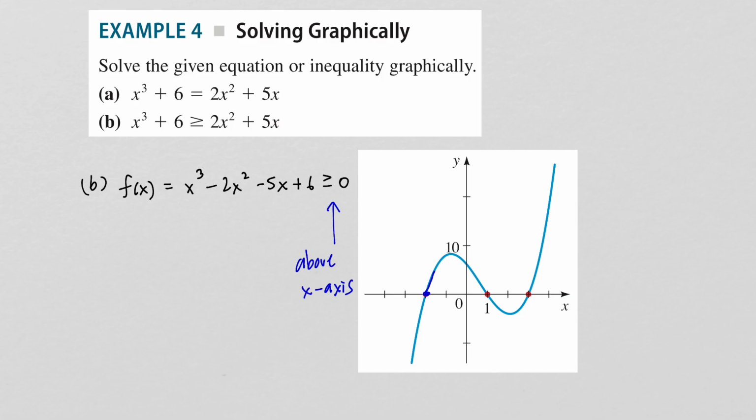And you can see that the graph is above the x-axis here. And also it's above the x-axis here. And so for what values of x is that true? Well, it's for all the values of x in between -2 and +1.